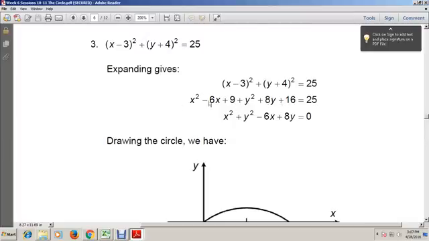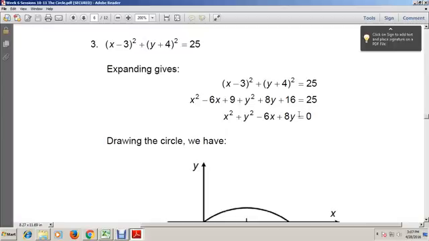Okay, so combining like terms and rearranging the terms according to the arrangement of the general form, we have x squared plus y squared minus 6x plus 8y. Then, of course, this becomes 16 plus 9, which gives us 25. 25 minus 25 gives us 0, so this becomes 0.